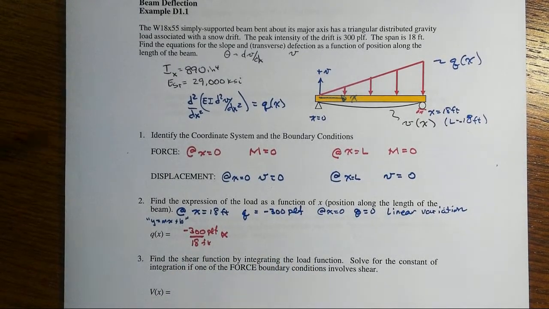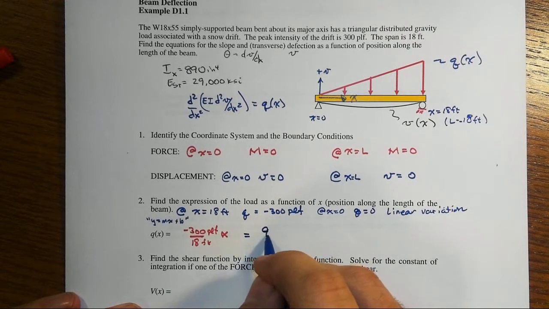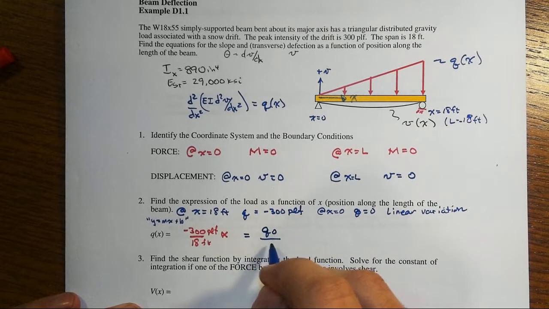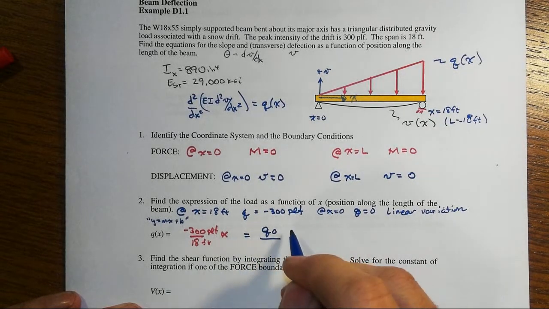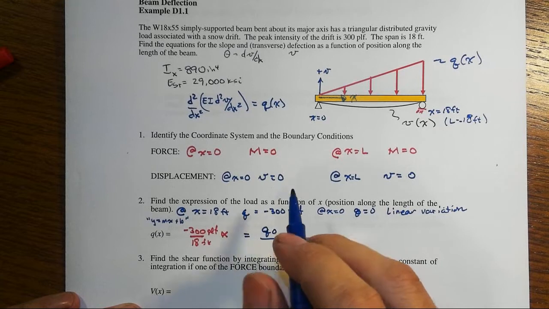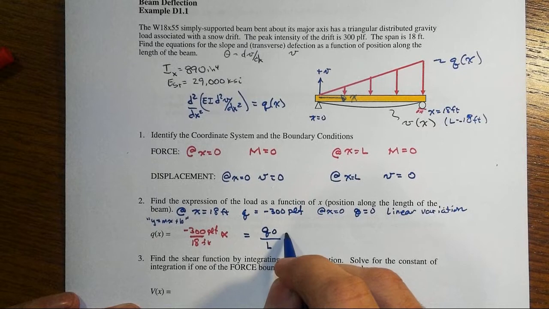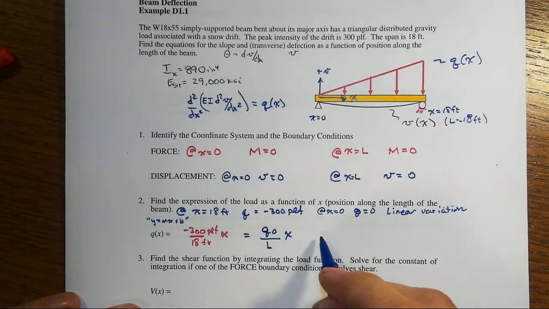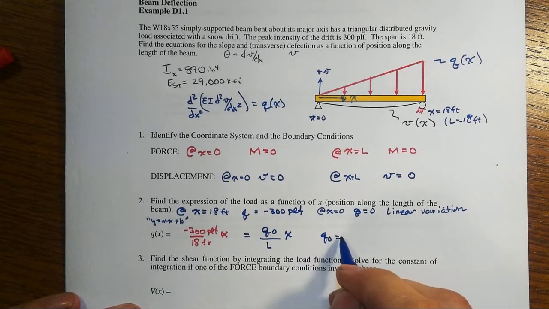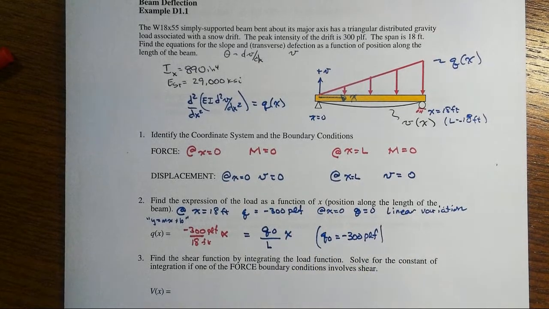Right, now this is going to get really tedious to write this out in this fashion the whole time. So I'm going to call this a Q naught. I'm just going to call it Q naught times, do I want to mess around with over L? Yeah, I guess so. Q naught times x over L. It's going to be a little bit annoying, but Q naught here then is going to be equal to minus 300 pounds per foot.